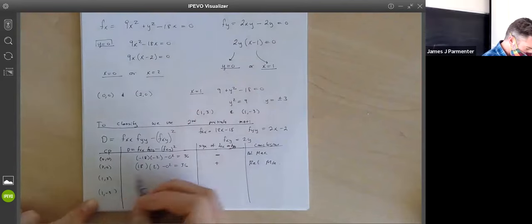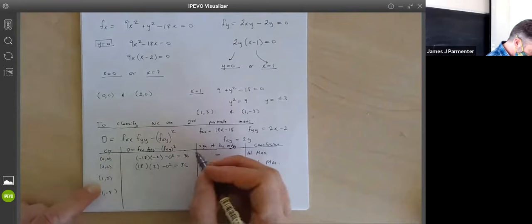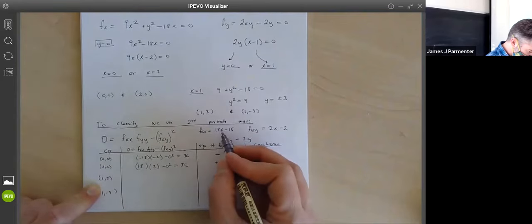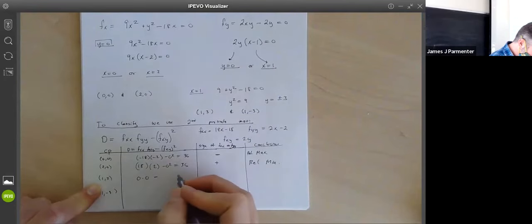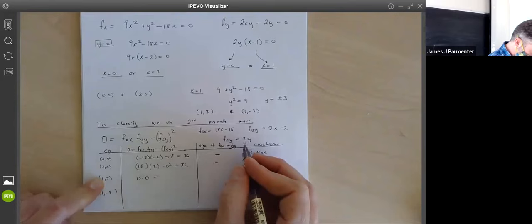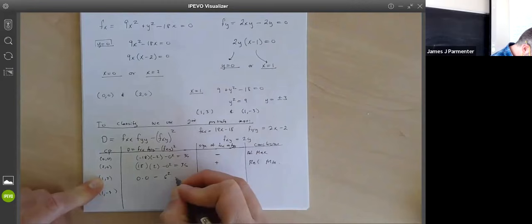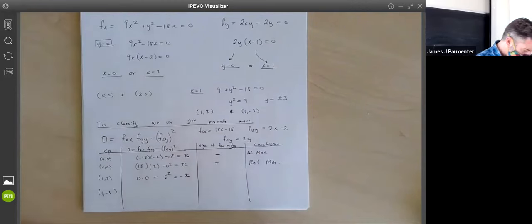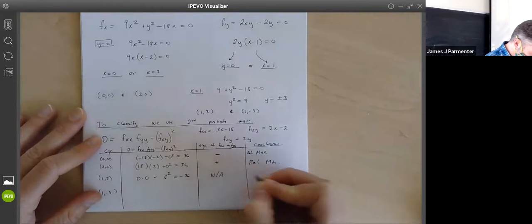Okay, let's look at (1, 3). So, we can graph this too. When I plug in (1, 3), so 1 for x, 3 for y, I'm getting 0 for f_xx, 0 for f_yy. So 0 times 0 minus f_xy, which is 2 times 3, so minus 6 squared. That's going to be negative 36. We only care about the sign of the second derivative, f_xx or f_yy, when D is positive. When D is negative, the sign doesn't apply, and we have a saddle point.